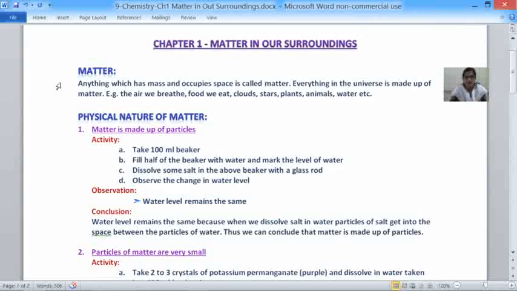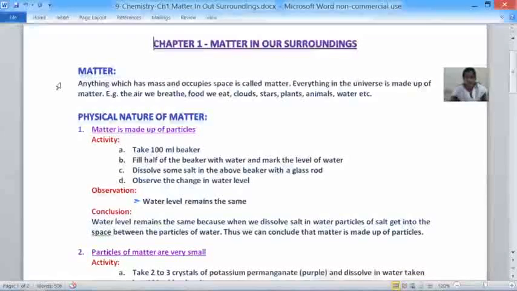Everything in this universe is made up of matter. Example, the air that we breathe in, the food we eat, the clouds, stars, plants, animals, water, etc. Each and everything that you see around us is known as matter.